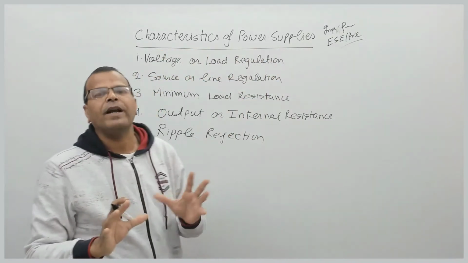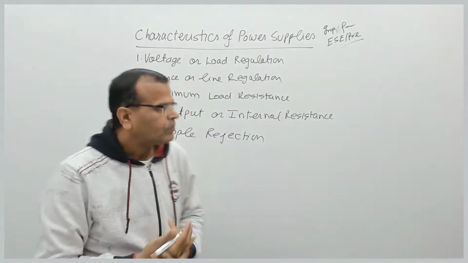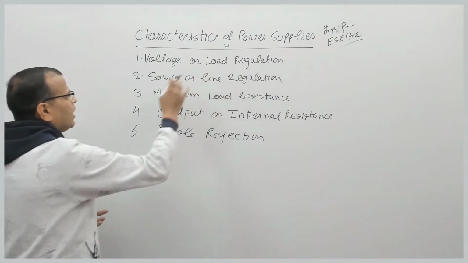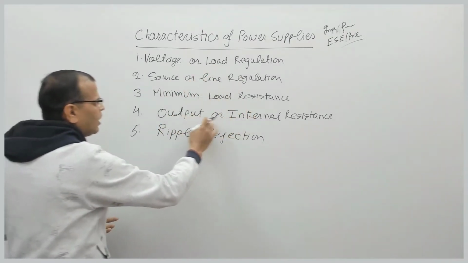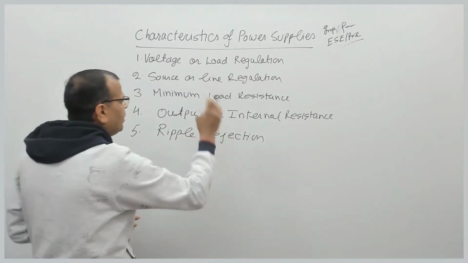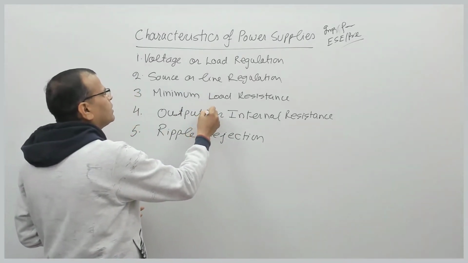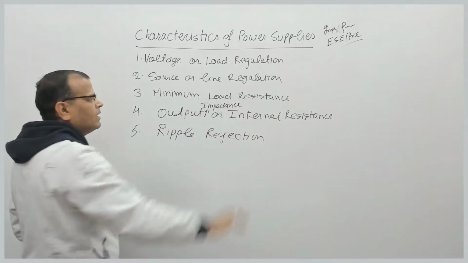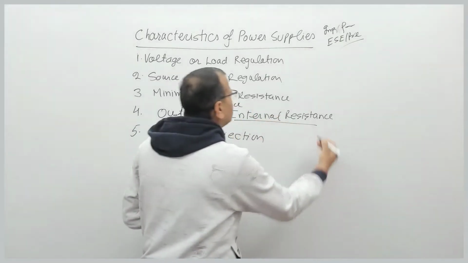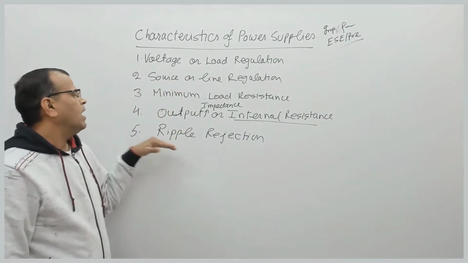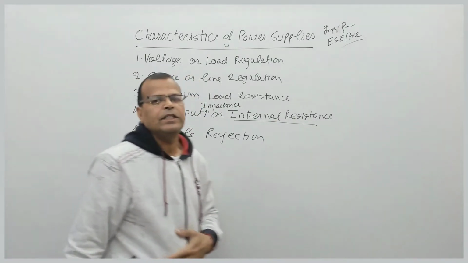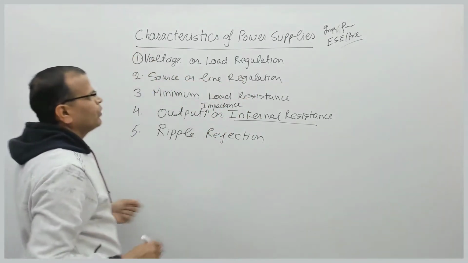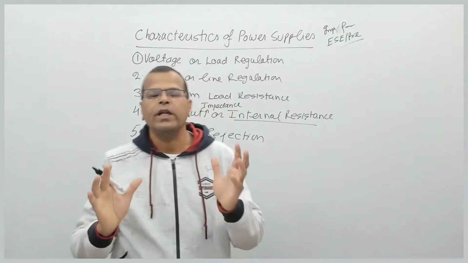These are the general characteristics for any power supply, which includes voltage or load regulation, source or line regulation, minimum load resistance, output or internal resistance, and ripple rejection. I'll say output impedance or internal resistance. The most common term used is internal resistance of the power supply, and then finally of course ripple rejection. So let us start with the first one, voltage or load regulation.